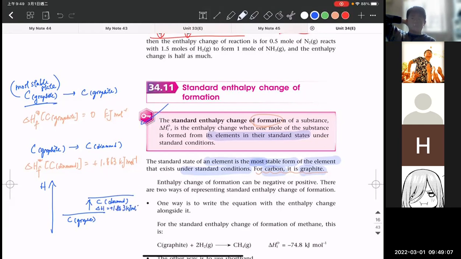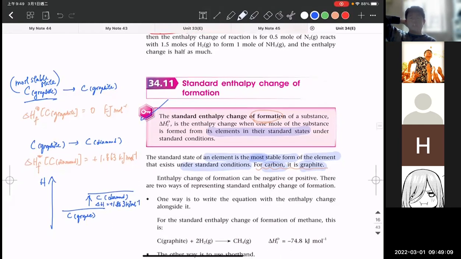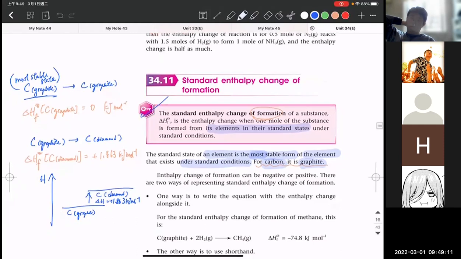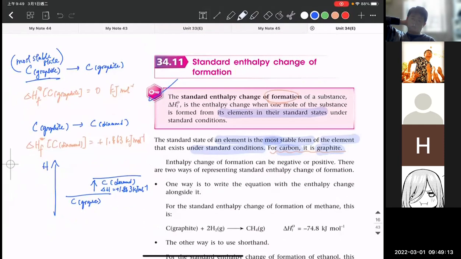When you become adults, you may have girlfriends with you. Instead of buying a diamond ring for her, you may choose to buy graphite. Tell him or tell her the concepts, right? Which one is more stable? It's not diamond. Graphite is more stable.